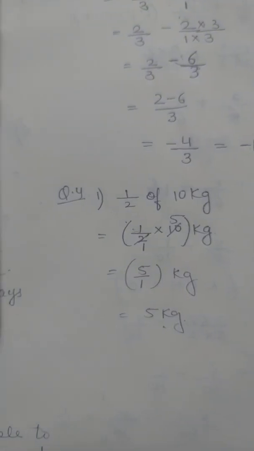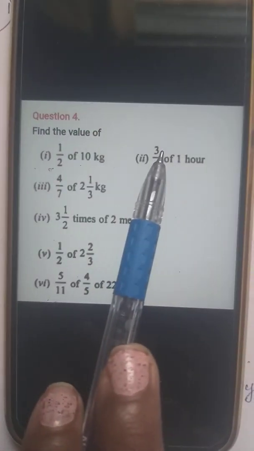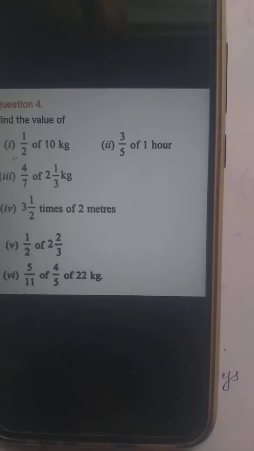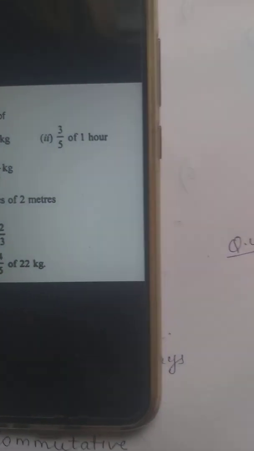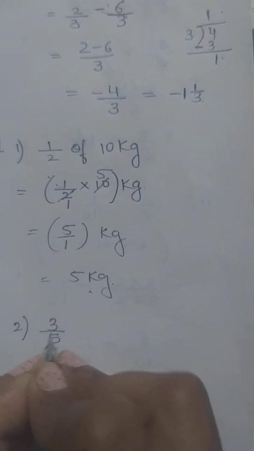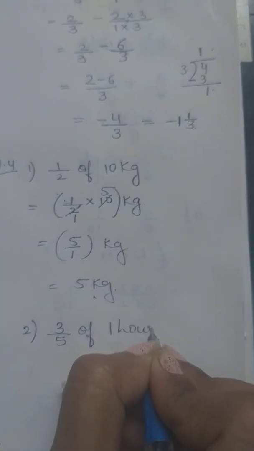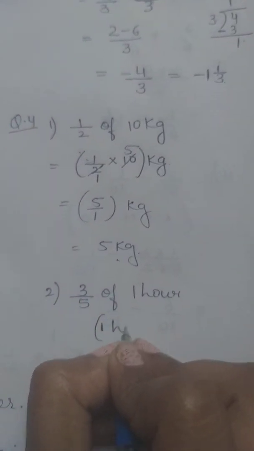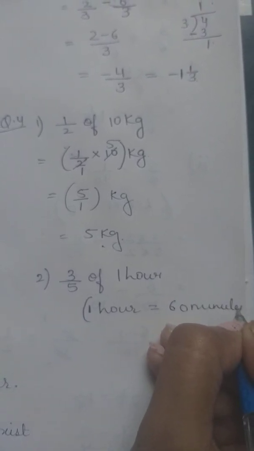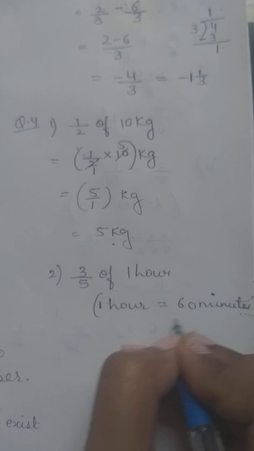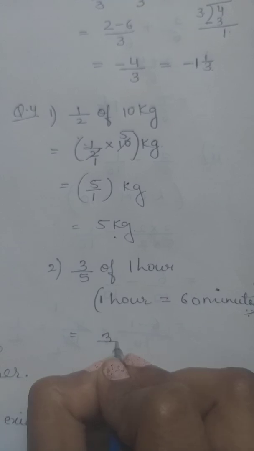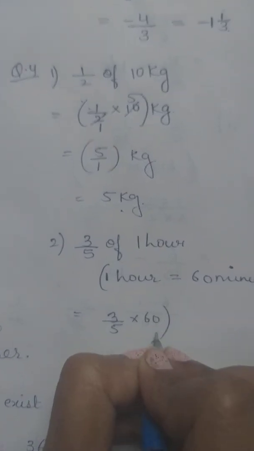Now next question. See very carefully. 3 by 5 of 1 hour. So students, you know 1 hour equals how many minutes? Yes, 1 hour equals 60 minutes. So I'll write the question first. 3 by 5 of 1 hour. Here I'll write in brackets: 1 hour is equal to 60 minutes. So 3 by 5 multiply by 60 minutes.